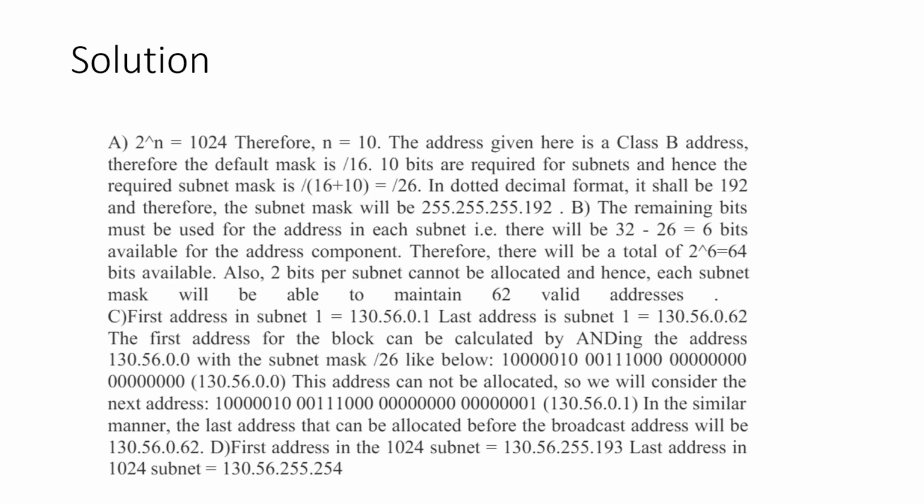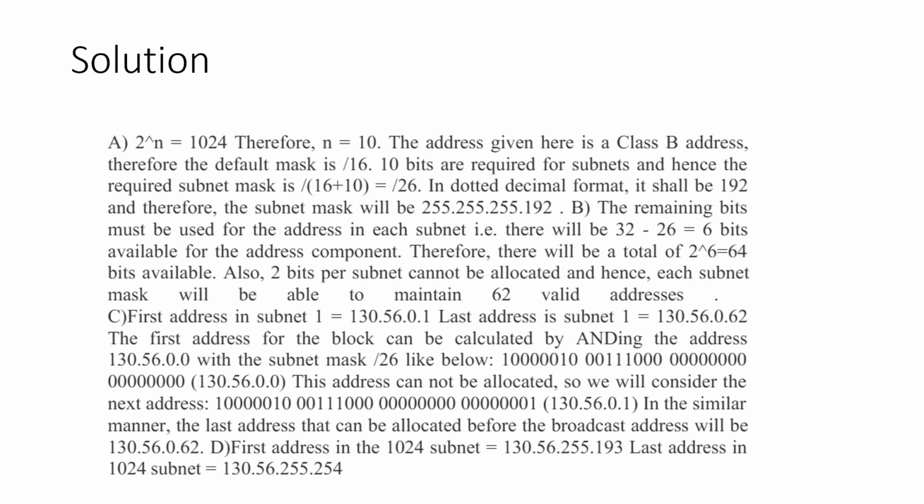The first address in subnet 1 is 130.56.0.1, and the last address in the first subnet is 130.56.0.62. The first address of the block can be calculated by ANDing the address 130.56.0.0 with the subnet mask, in this case /26. So you have to convert it into its equivalent binary. This address cannot be allocated, so we will consider the next address, which is again 130.56.0.1.